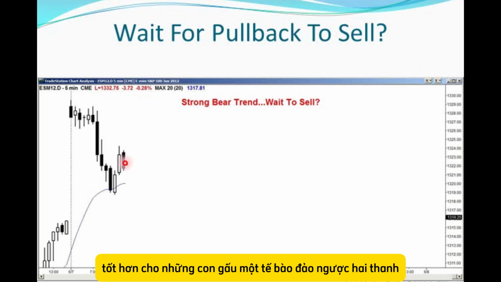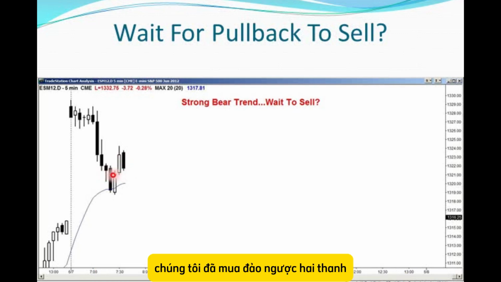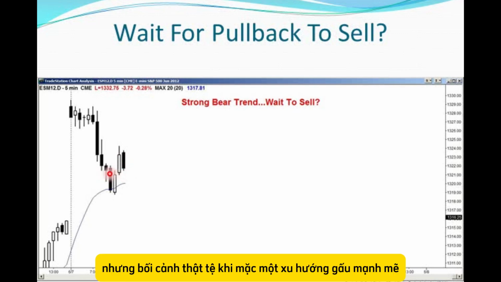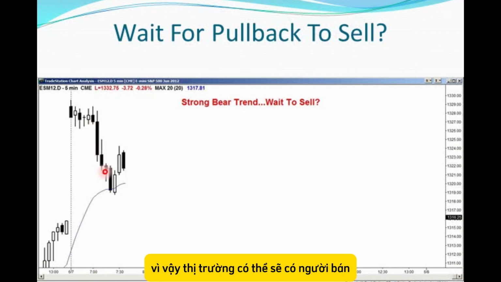Better for the bears, a 2-bar reversal sell. We had a 2-bar reversal buy, but the context was bad. We're in a strong bear trend, so the market probably was going to have sellers above the high of any bar. If a trader's flat, I think it's reasonable to short below this, or they could wait. This is strong enough up, these 2 bull bars, so that we might go sideways.